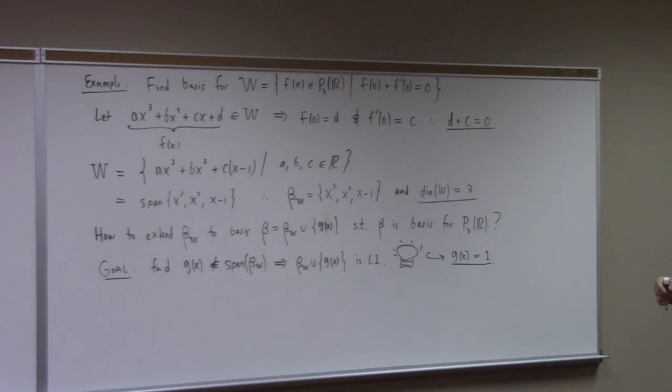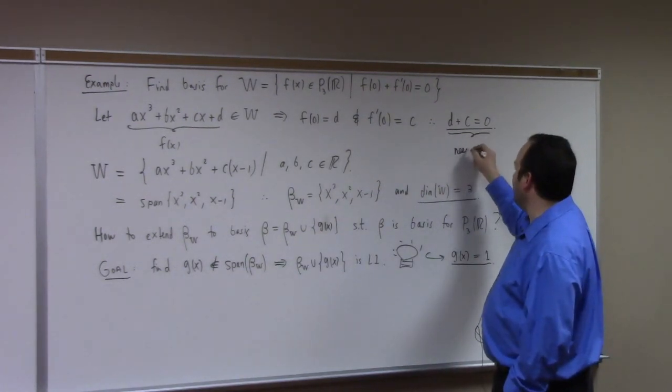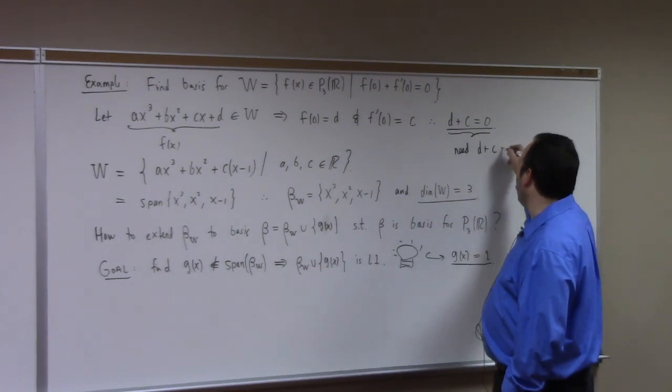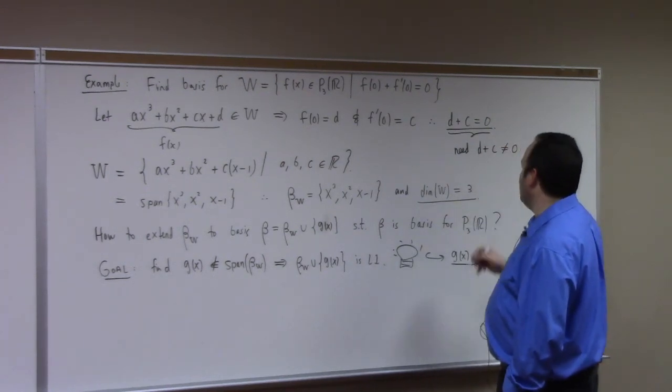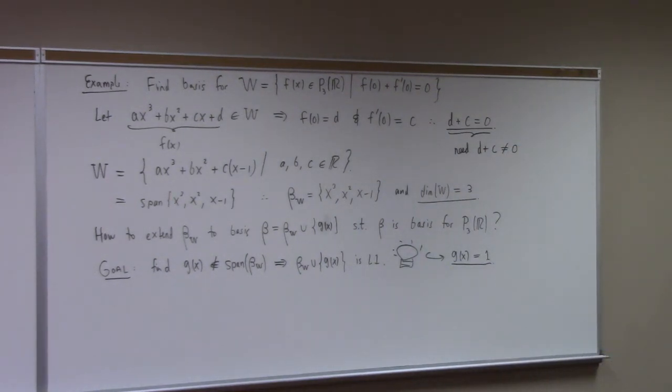I think you can go back up to the original calculation. To say it's not in the span is just to say what? If you go back up to here, we need D plus C not to be equal to 0, right? Anything that satisfies that inequation will not be in the span and will be a good candidate for g of x. But I like the choice of 1.